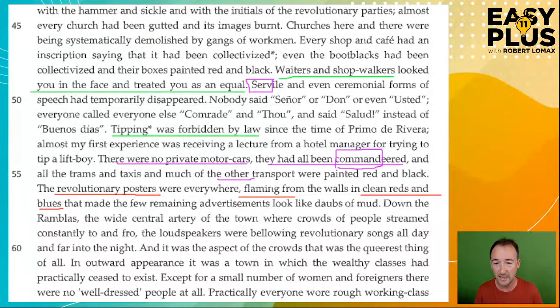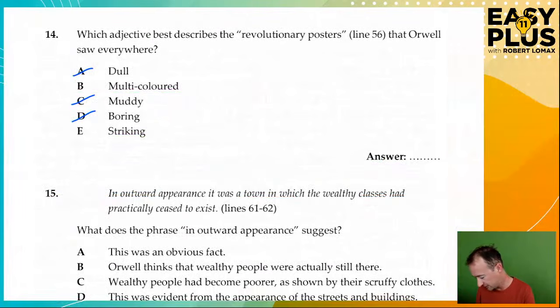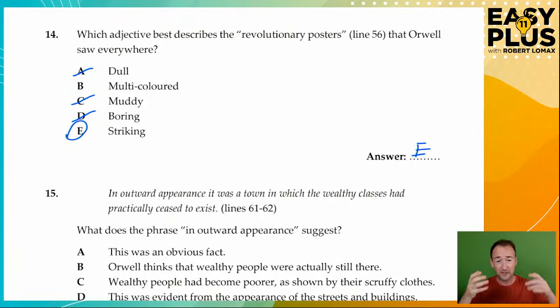It means many. Whereas these are certainly striking posters, they are flaming from the walls, and they make the other adverts look muddy just by comparison with how striking they are. So it's definitely E, striking, and it is not B, multicoloured. But that's tricky. If you aren't certain about multicoloured, you can still see that they are very clearly striking. That matches the description so well that hopefully you're likely to choose it. Right.